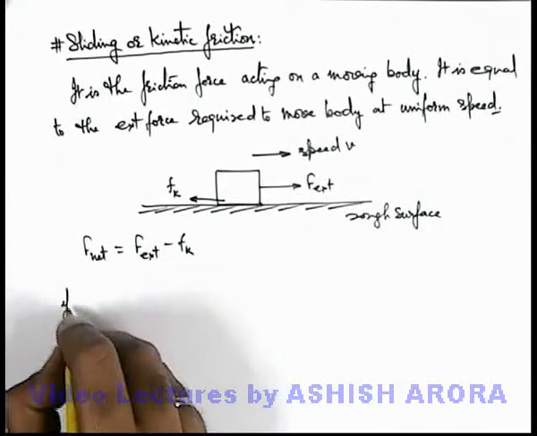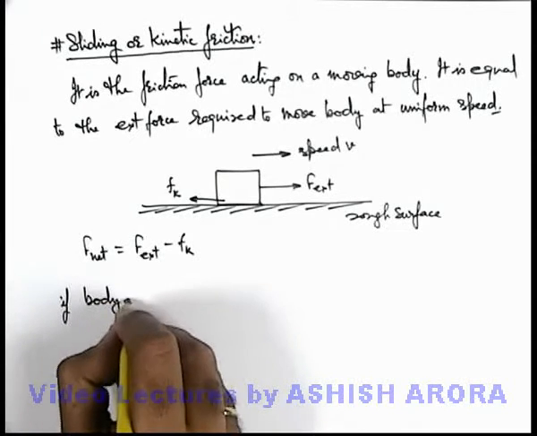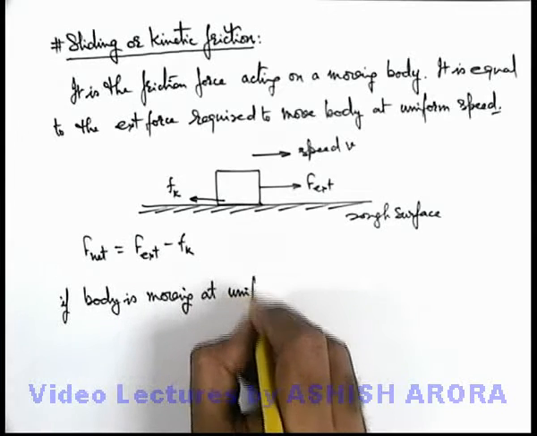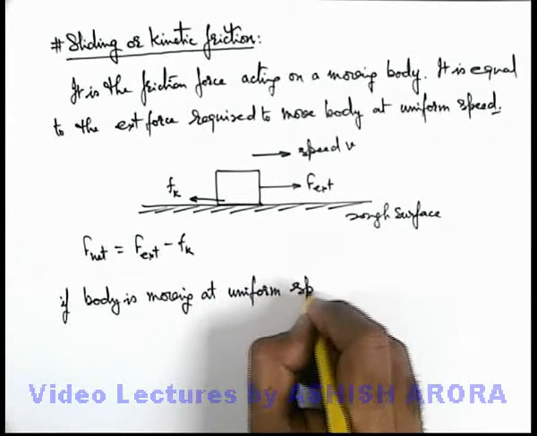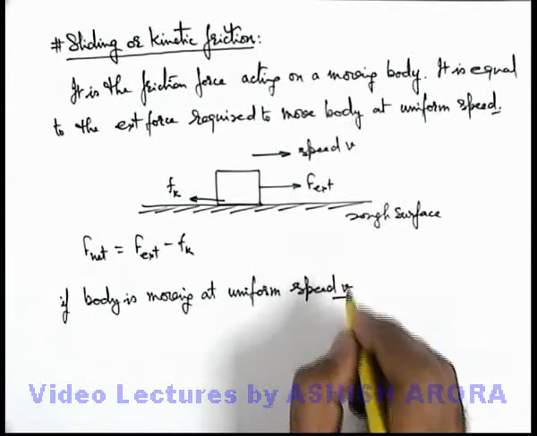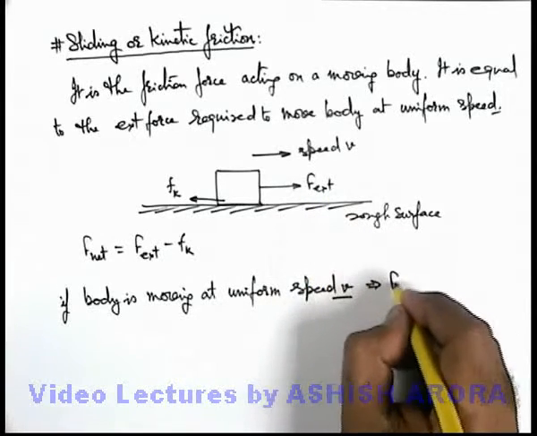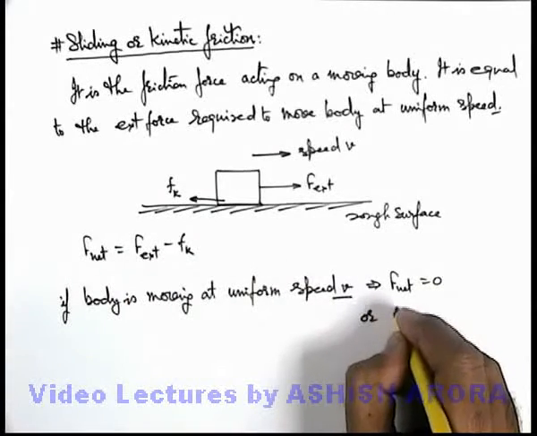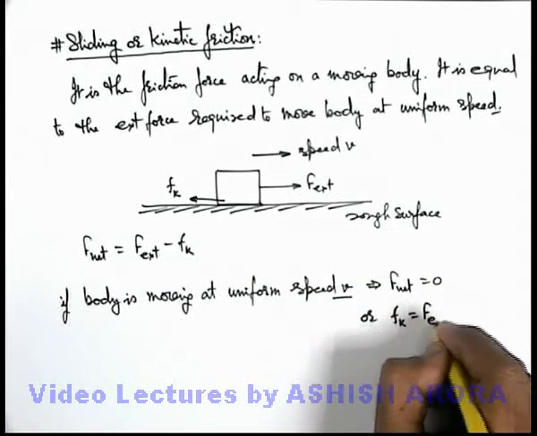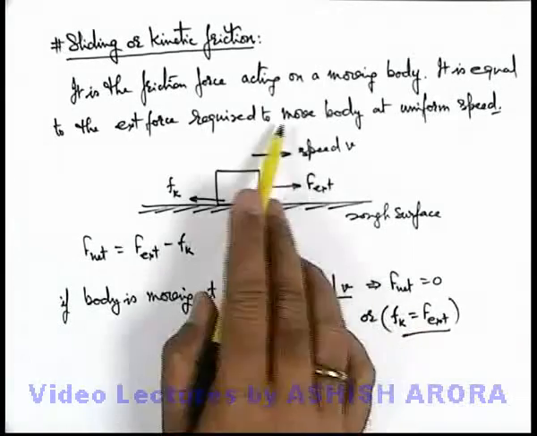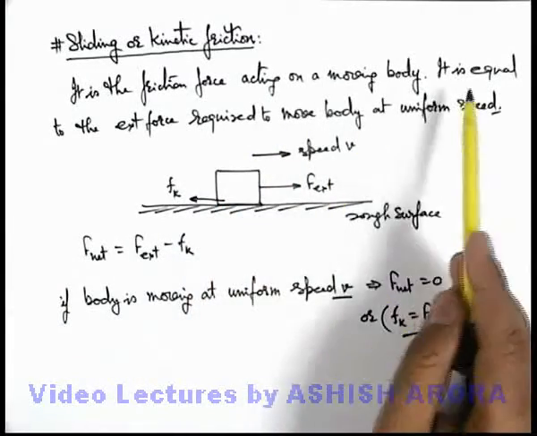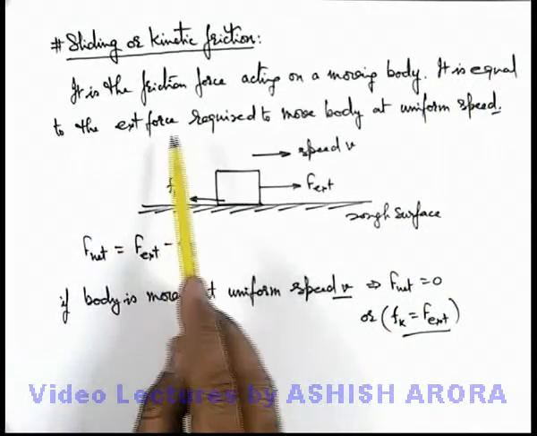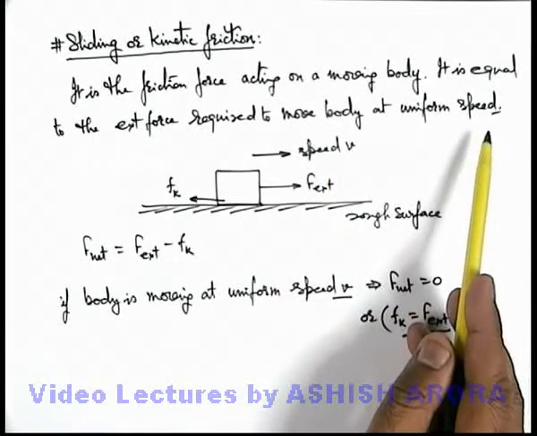But here, if the body is moving at uniform speed v, that means speed is not changing. This implies the net external force is equal to 0, or this gives us the kinetic friction which is equal to F external. This is what I have written over here. You can read it out once again, that kinetic friction is equal to the external force required to move a body at uniform speed.